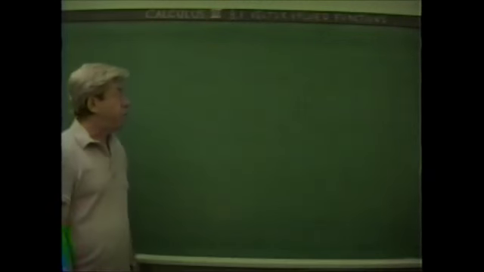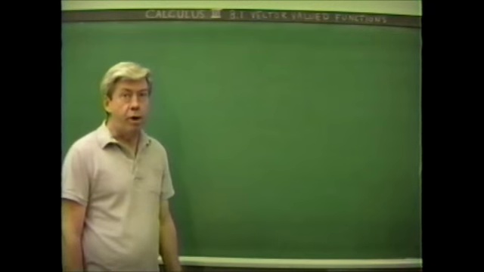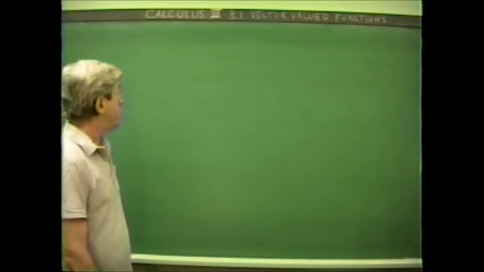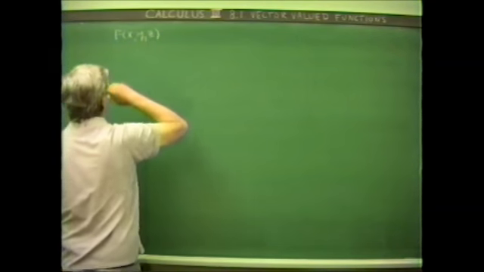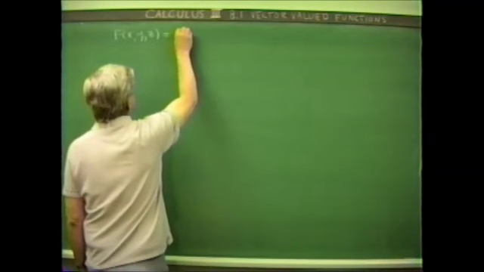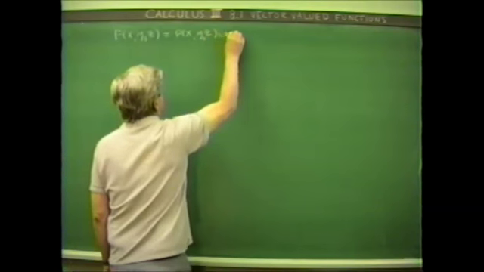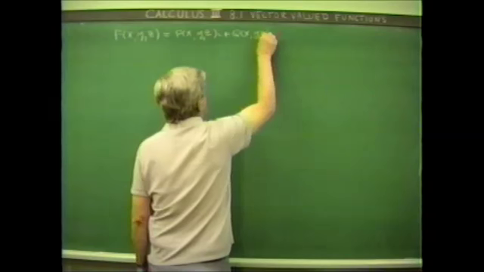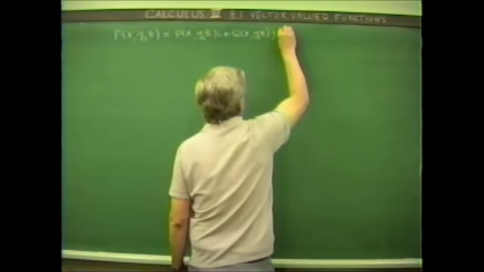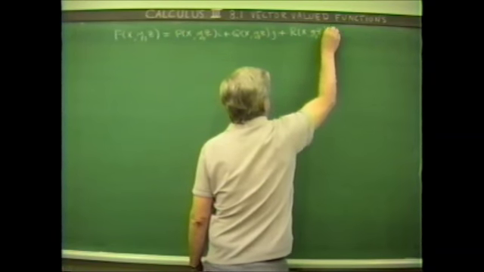Let's take a look now at vector value functions. A vector value function is one that assigns a vector to each point in either the plane or in three-dimensional space. So we'll write this as f of x, y, z, for example, in three-dimensional space, equals p of x, y, and z i plus q of x, y, and z j plus r of x, y, and z k.